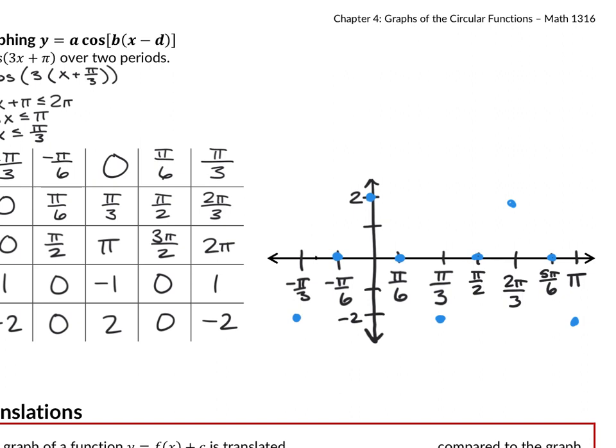Now that we have 2 periods graphed, we can play connect the dots and draw our cosine function that has been shifted with a phase shift of pi over 3 to the left. It is a higher frequency because our period is 2 pi over 3 instead of 2 pi. And it has an amplitude or a vertical dilation.